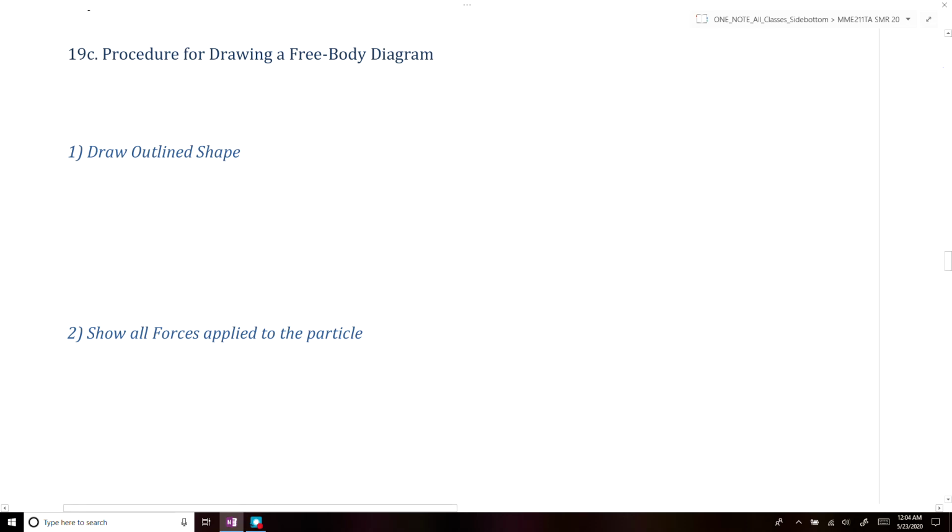So in this video, we're going to talk about how you will go about drawing a free body diagram for a particle. All right. So the first step for drawing a free body diagram is you're going to draw the outline shape of the particle. What we're doing here is we're trying to isolate the particle from all of its surroundings.